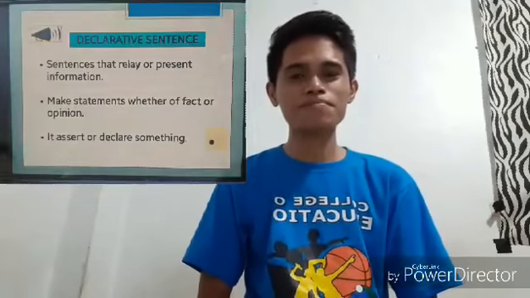For example, Joshua is a student. So from this example, it is presenting or relaying information that the status of Joshua is a student. Second is, he lives in a city. So it is a statement of facts because I am stating that he lives in a city. Declarative sentences usually end with a period. A period indicates the declarative sentence in written form.